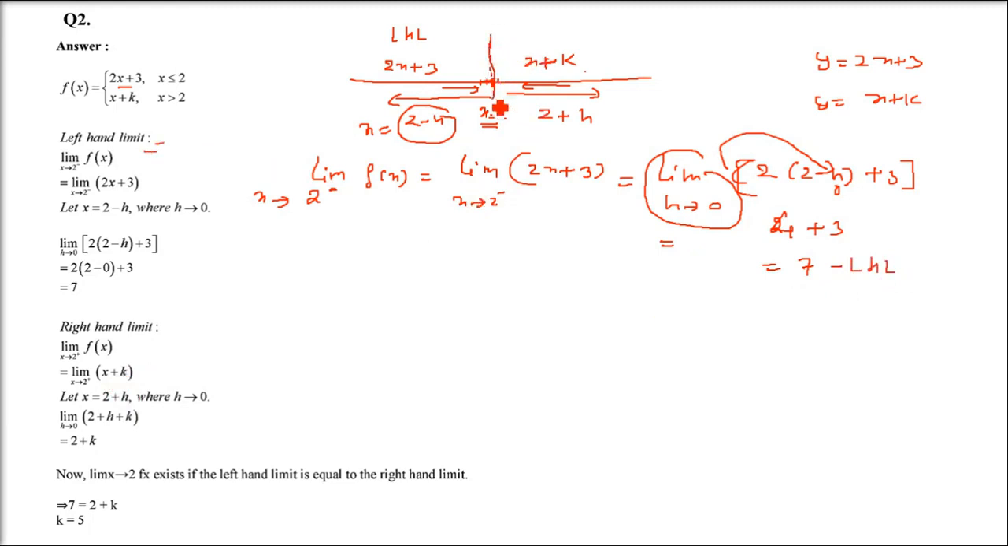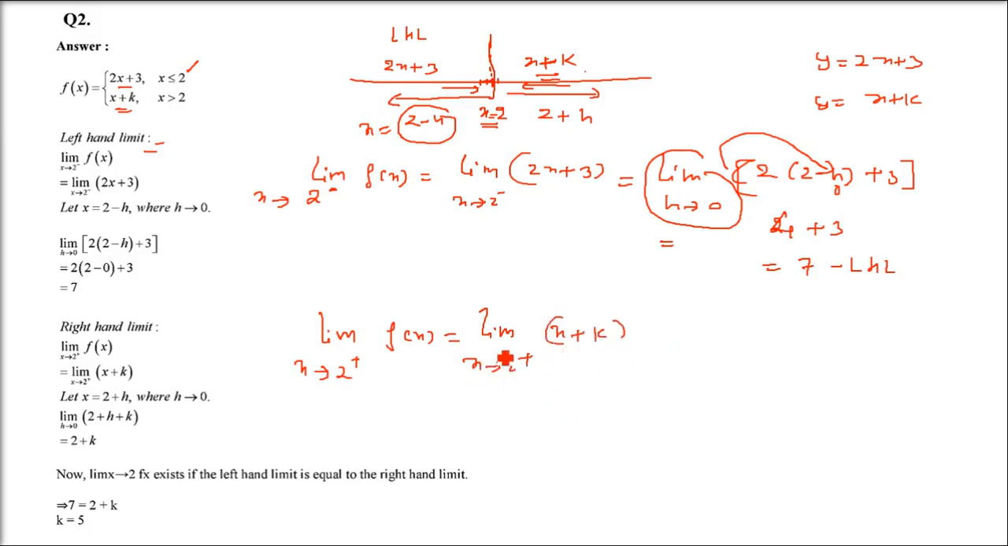Now coming to the right hand limit. Now for this, the function has changed. The function has become x plus k now. So we have limit x tends to 2 plus. When we put 2 plus, we are going to the right hand side. So f(x) will be, the function is going to change. It will be now x plus k. So x tends to 2 plus, it will be x plus k.